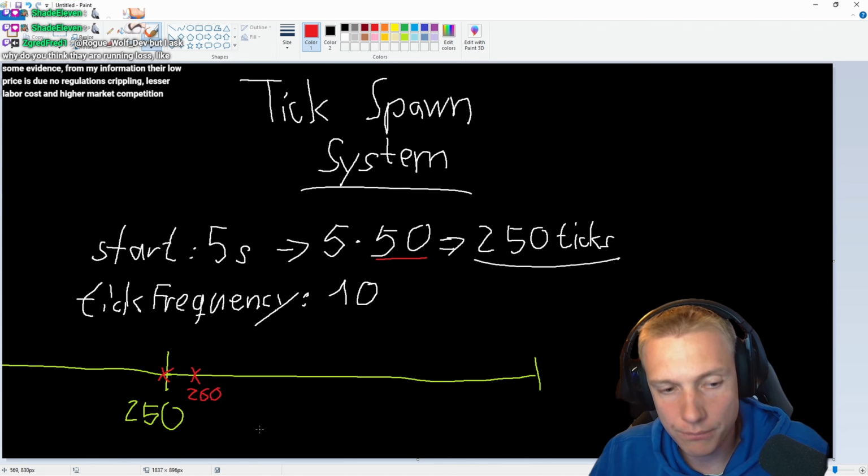Let's make an example. Let's do this in green. Let's say we start on 75. This is start, right? And then the frequency is 3. Right? Will modulo break this?